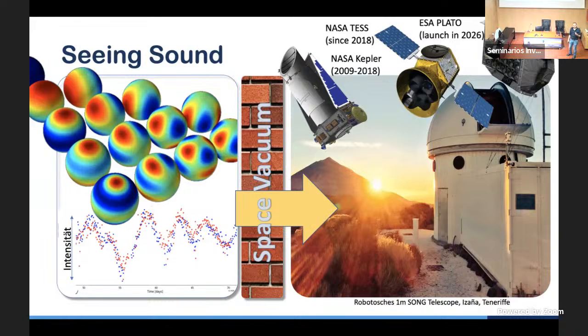It's also alternating the velocity field, because this is a pressure wave going through the outer atmosphere of the star. So we can measure not only the luminosity variations, but also the velocity variations with telescopes like the SONG telescope in Izaña, which is uniquely made to measure these variations at a high cadence. What you see here is a light curve of Aldebaran, which we followed with the SONG telescope for several years.